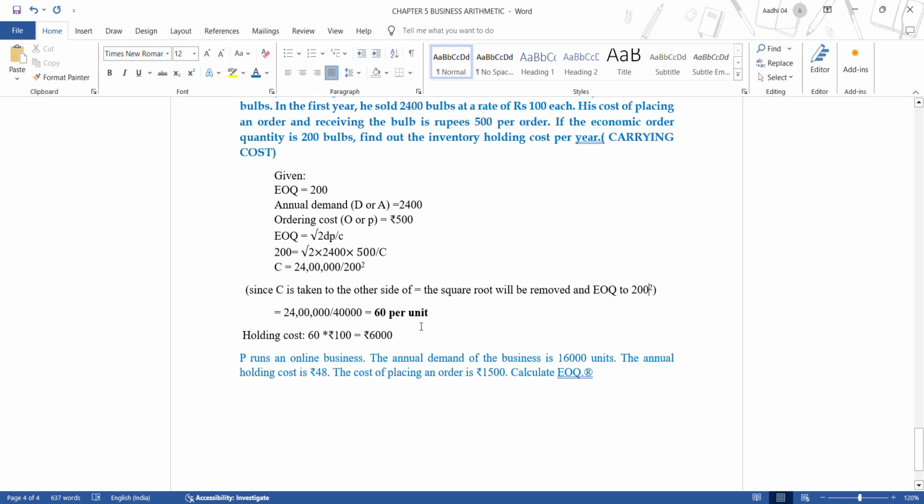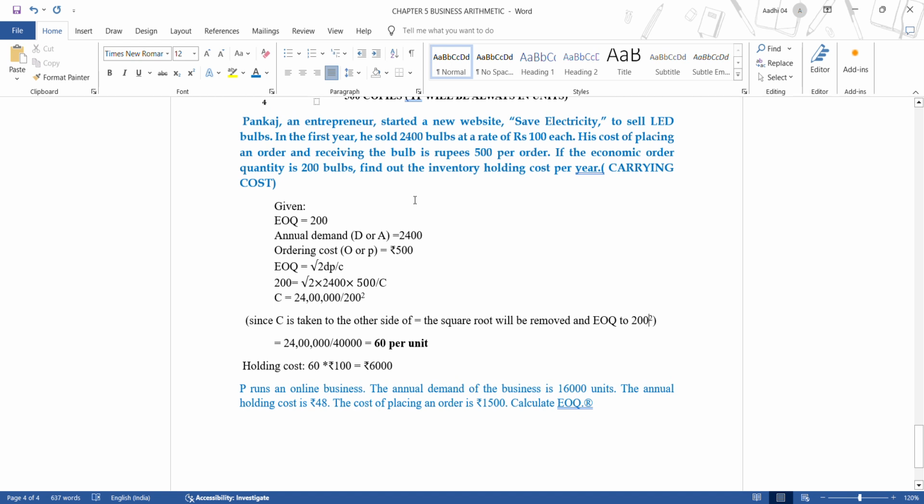Now to find holding cost, in the question it is already told he sold 2,400 at a rate of 100 rupees each. So that 100 rupees into 60 units is 6,000 rupees, that is holding cost. I hope this question is clear. Please write down this question, do it by yourself. Take a pause and then do it. If you are having any doubt, do comment down.